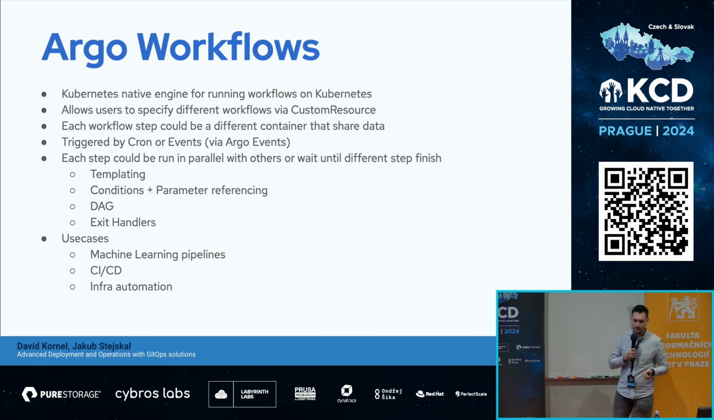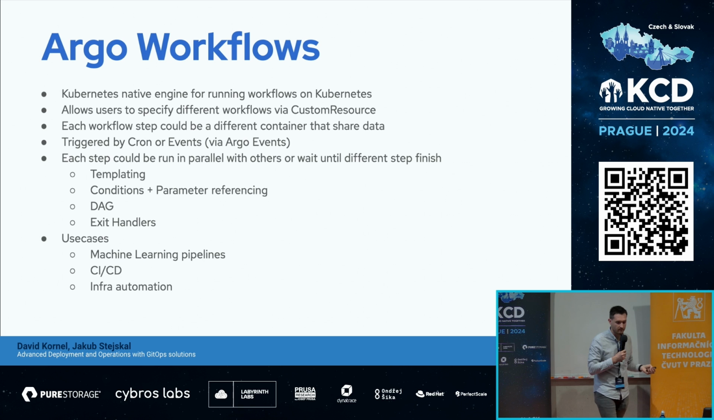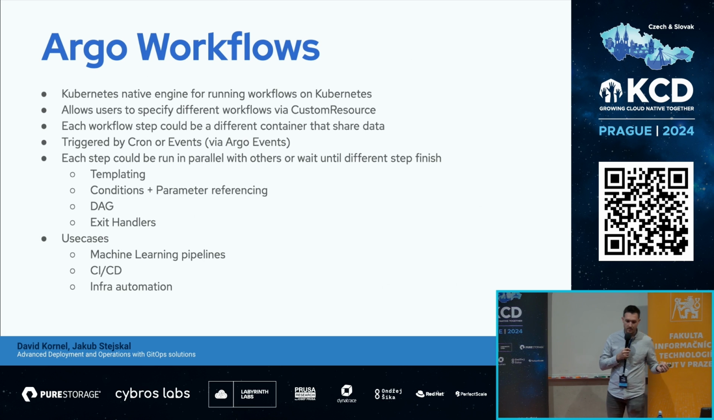Argo Workflows allows you to do templating, so you can have one template and then just reference it in different triggers with different parameters and arguments. There are also exit handlers, so in case there is a problem with your workflow, you can call an exit handler and get a notification to Slack, for example. As use cases, you can imagine it as a CI/CD system, use it for infra automation, or basically for machine learning.